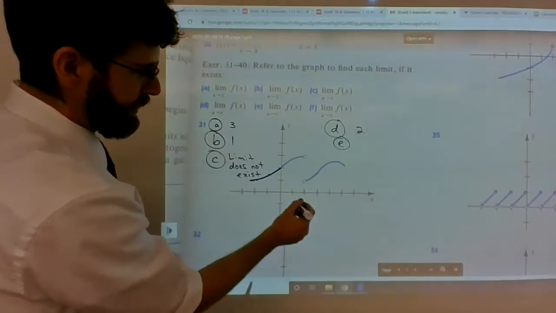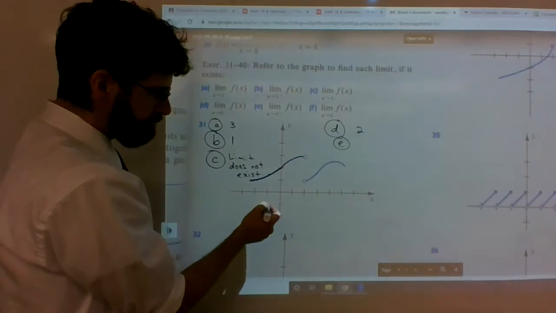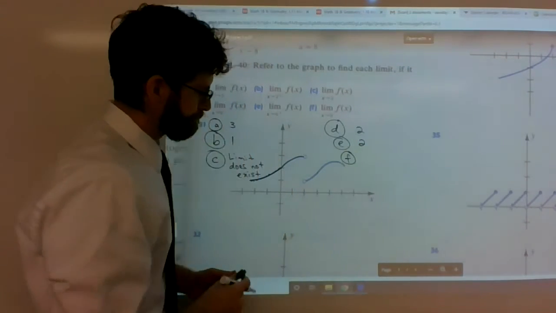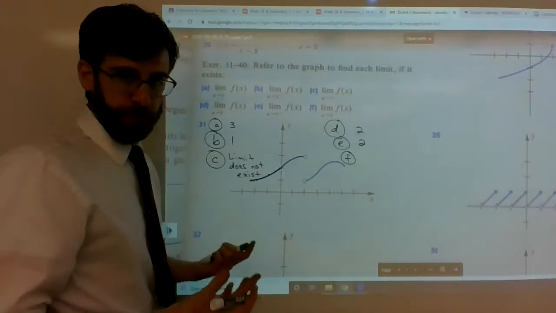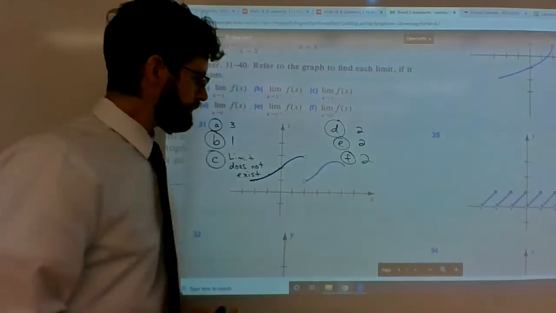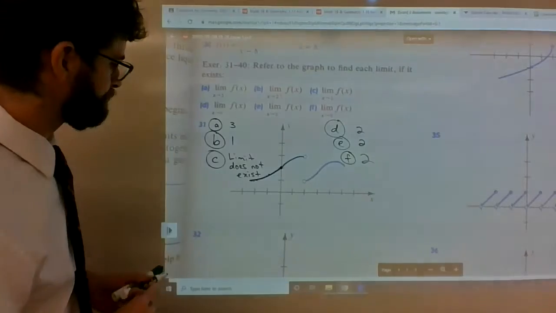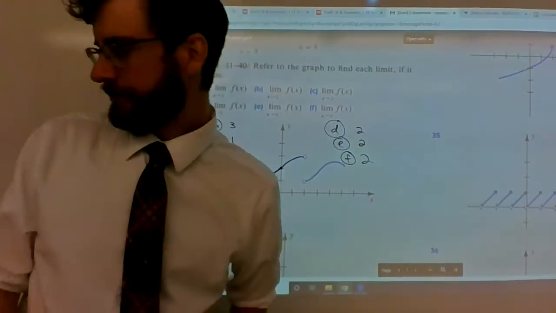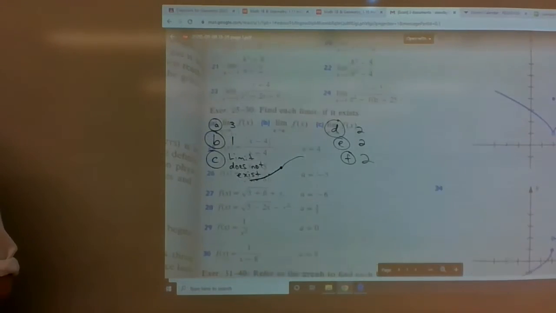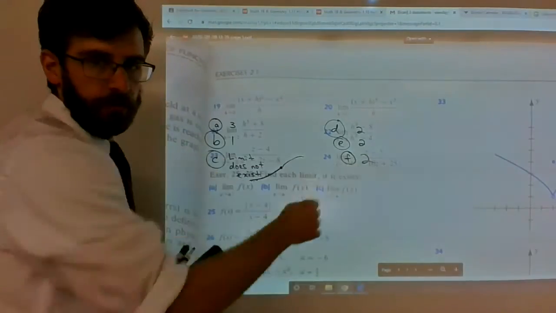From the right of x equals 0, you're doing the exact same thing. Stopping at 0 still equals 2. So then the limit as x approaches 0, from the left it's 2, from the right it's 2. So at 0, it's 2. Let's try 33.